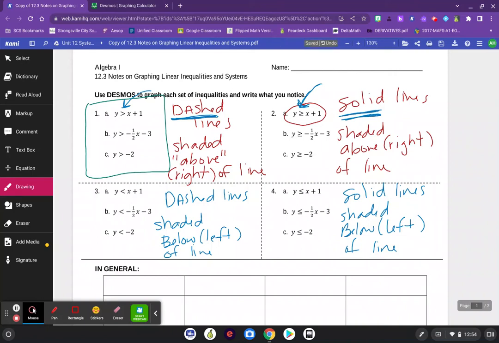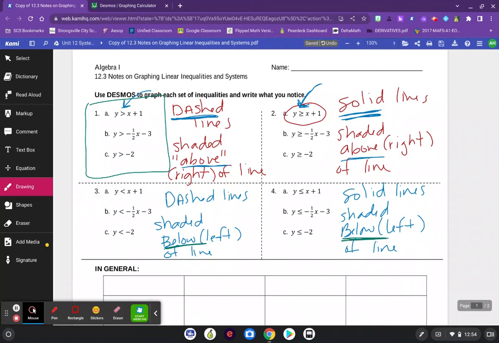I also noticed that there is some shading. So when I have this greater than symbol, that greater than symbol looks like I'm shaded above, versus this less than symbol or less than or equal to looks like I'm shaded below.